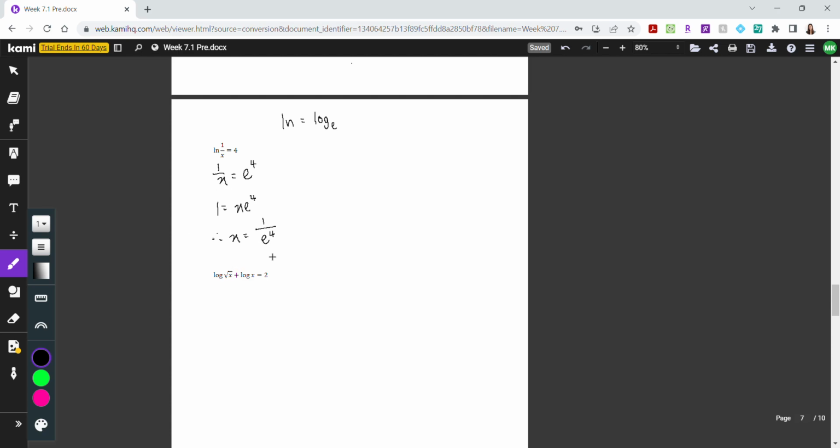Now you can just leave it as e, which generally is what the answer gives you. There is a specific value that e has if you put it in a calculator, but like I said, you can just leave this as e. All right.